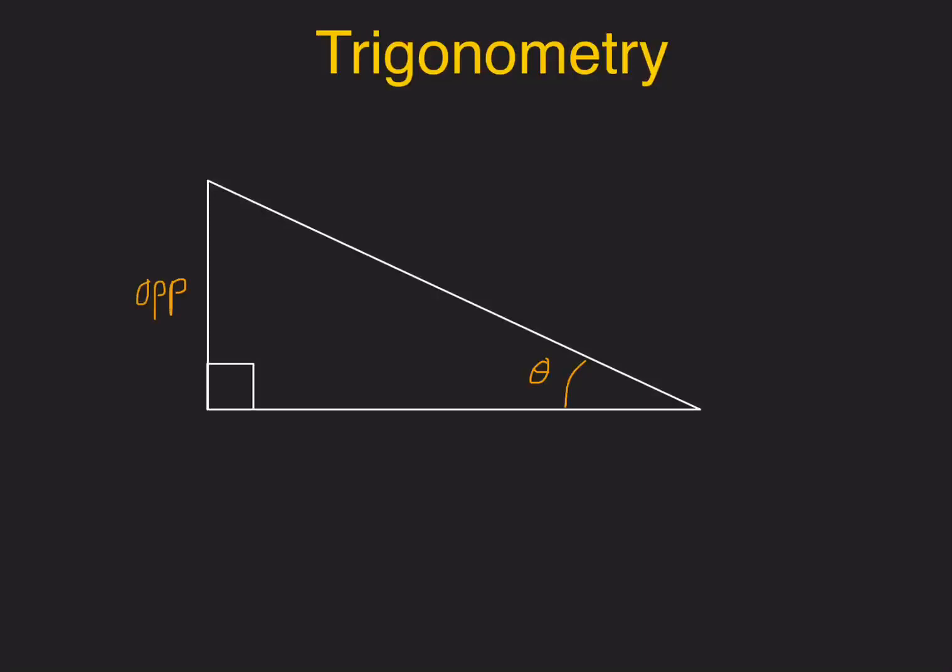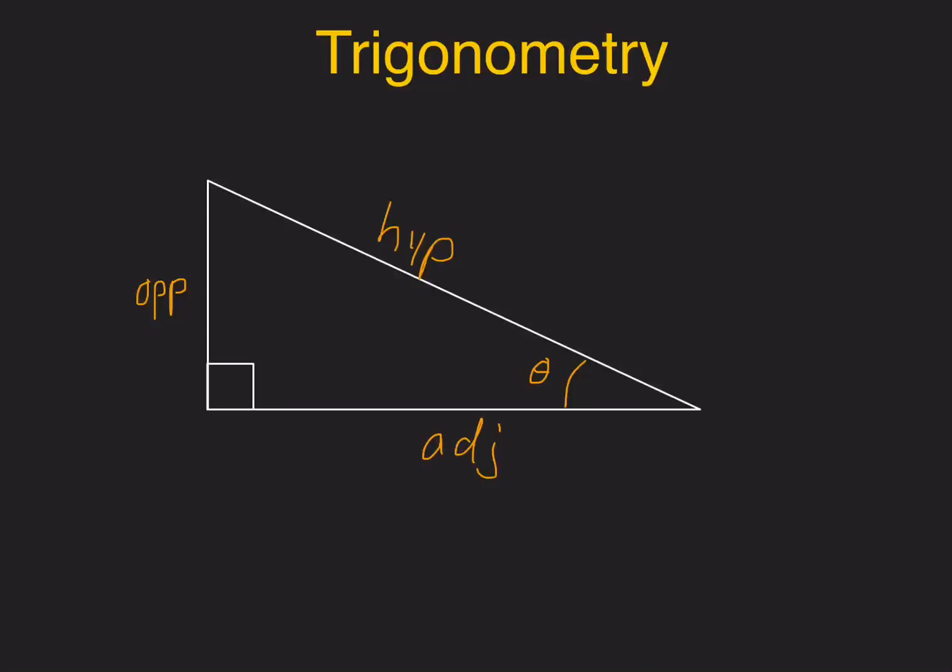It's nice and easy. Okay, and the side that's next to it, and there's two of them that are next to this angle. There's this side and there's this side, but this is the one that's not across from the right angle. So this one here we call the adjacent, which means next to, the adjacent side. And the one across from the right angle we call the hypotenuse.